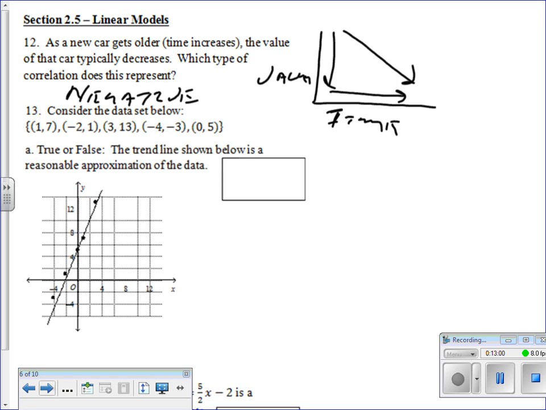Consider the data set below. True or false, the trend line shown below is a reasonable approximation of this data. Does that line reasonably pass through the data points? Yes. And those are the correct data points, right? 0, 5, yeah. True. Because my possible answers are true or false. Not, I don't know. IDK is not a correct answer. Not even one of the choices.